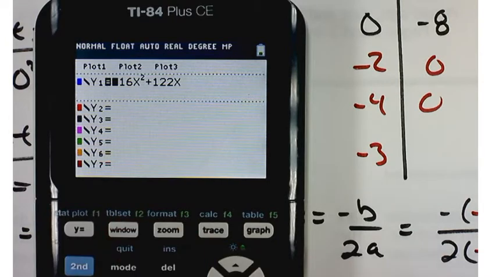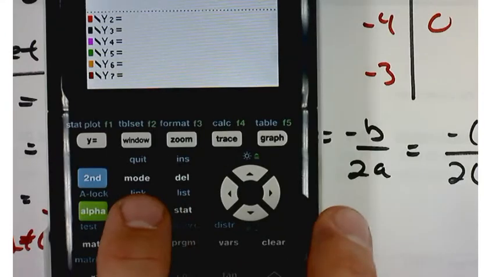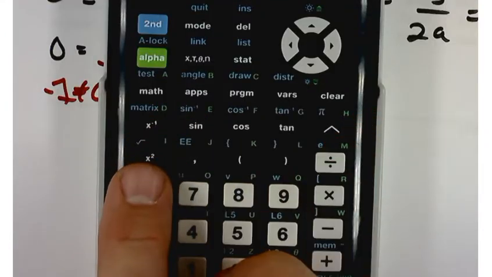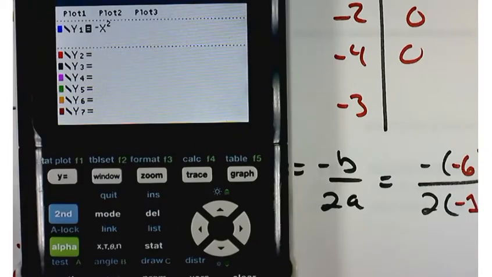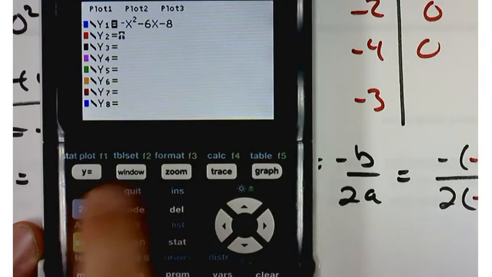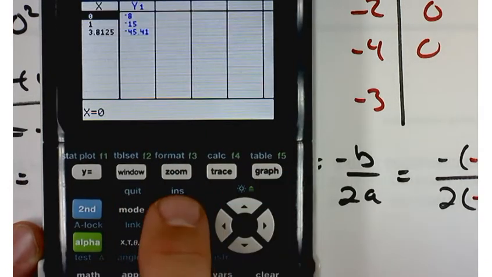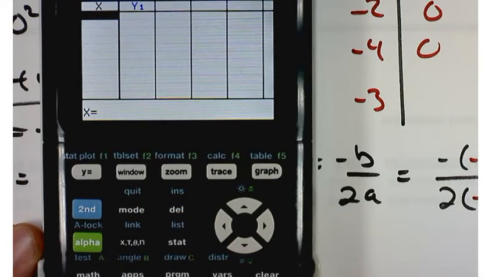So you hit the y equals key. I'll clear all that out. We'll do the negative. Make sure you use this for that one. Negative of x squared minus 6x minus 8. And of course, earlier we set up our table so that it's set to ask and auto, so that now when we go to our table, we can just plug in a value. Like, I don't know, negative 3. So negative 3 for x gives you 1 for y.